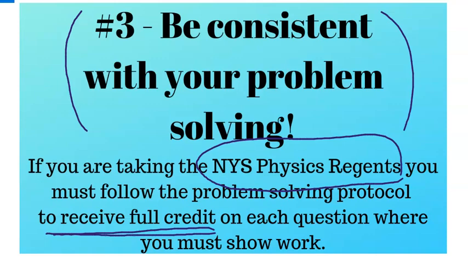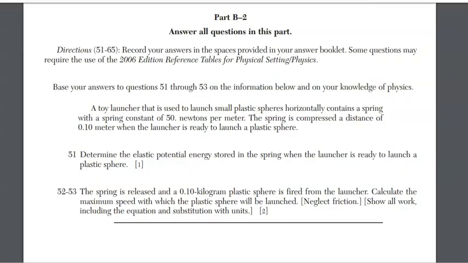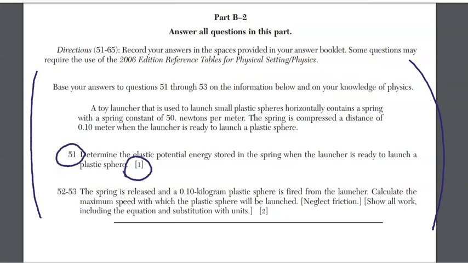Let's take a look. Here we are from the June 2019 Physics Regents exam. Parts B2 and Part C are your problem solving, where you're recording all your answers. Let's take a look at 51 and 52, 53, just to give you an example. For 51, it's a 1-point question. You're determining the elastic potential energy stored in the spring, and what they're looking for is the answer.